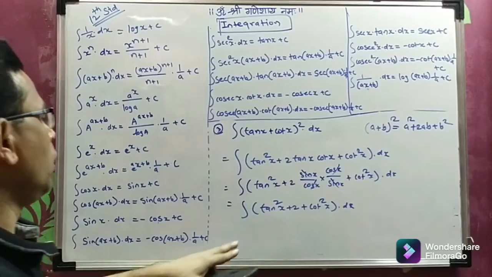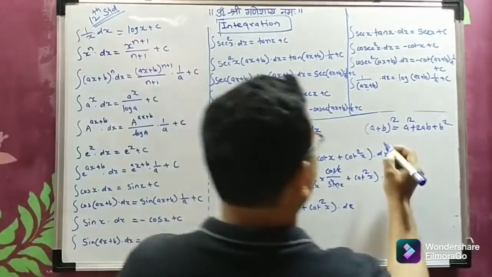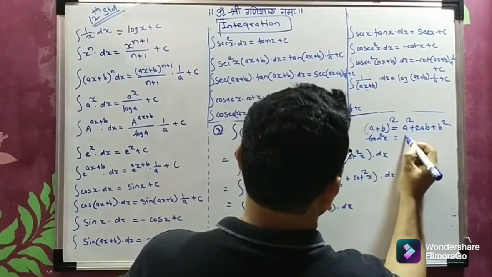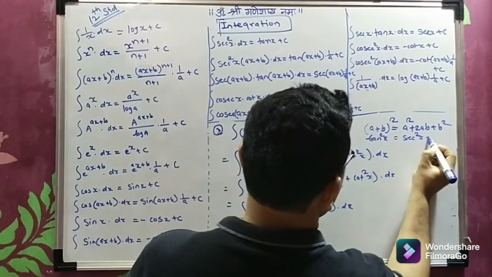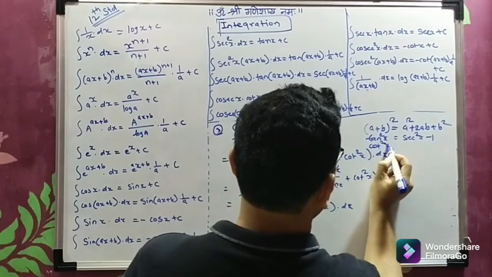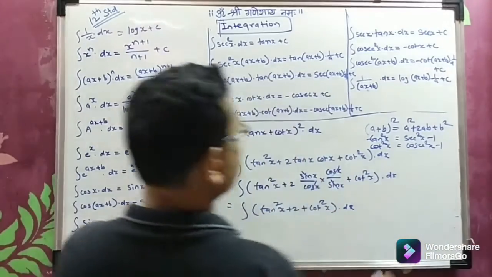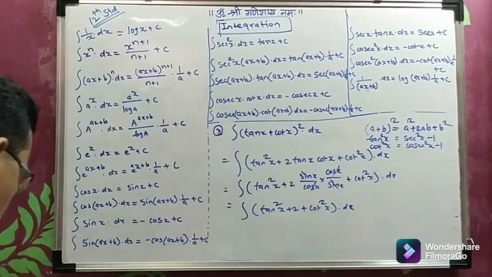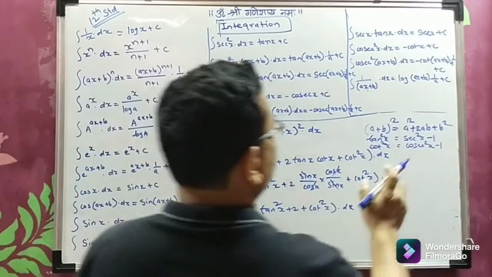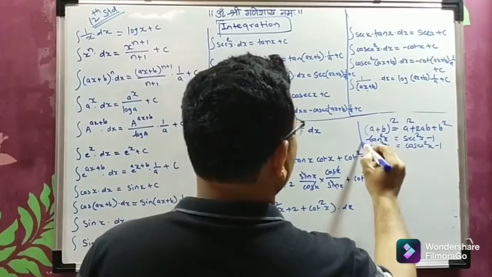Now what is tan square x? You know one formula, that tan square x is equal to sec square x minus 1. Also you know the formula that cot square x is equal to cosec square x minus 1. These are the formulas.